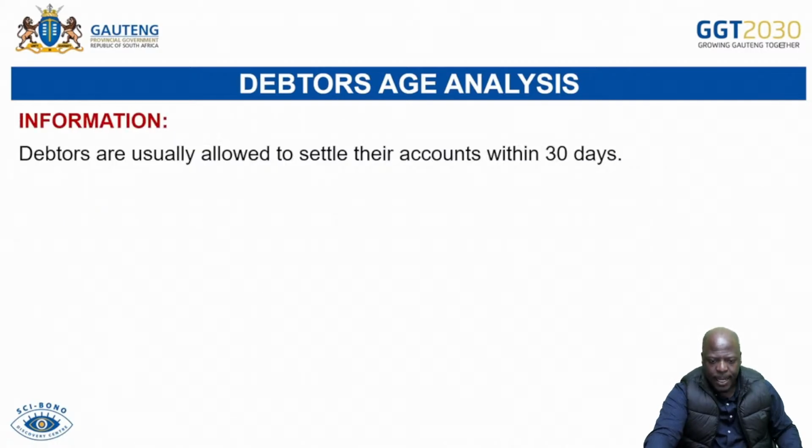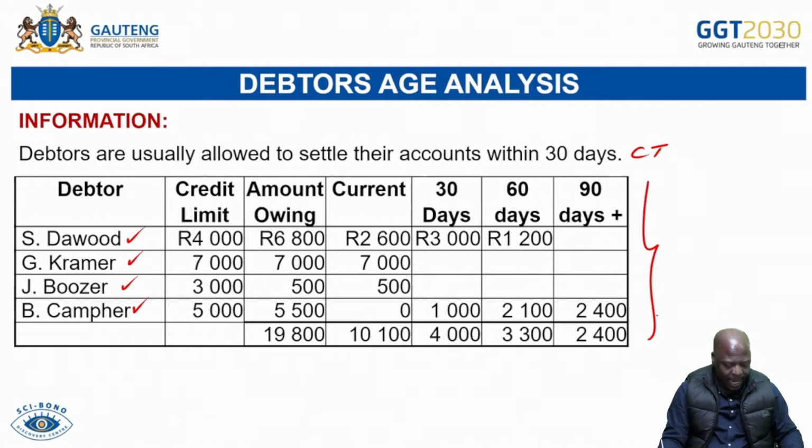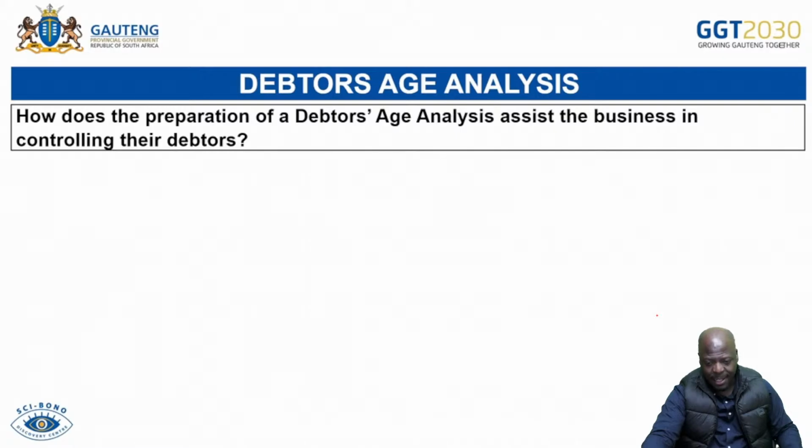Okay, let's look at the information. Debtors are usually allowed to settle their accounts within 30 days. Okay, these are our credit terms. And then this is the information that we're provided of our debtors. So we have Esther Wood, G. Kramer, J. Boozer, and B. Kempfer. And then we look at the information and then we're going to analyze it. But first, let's answer this question.